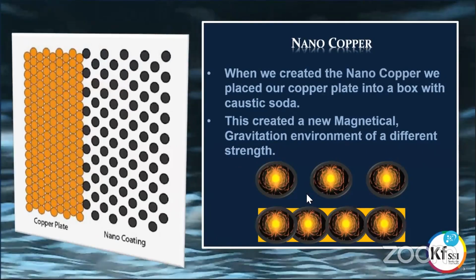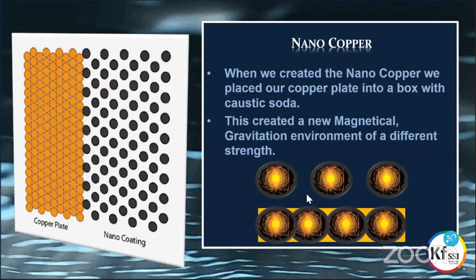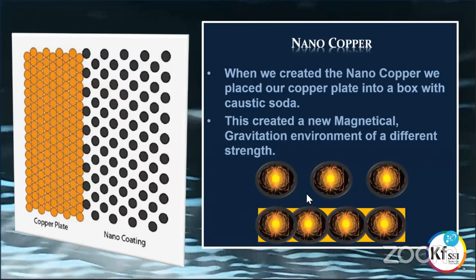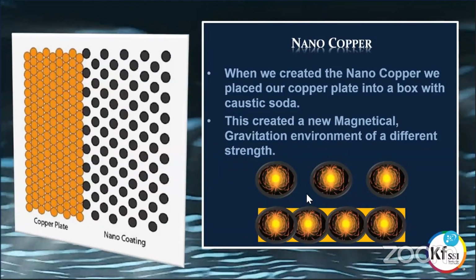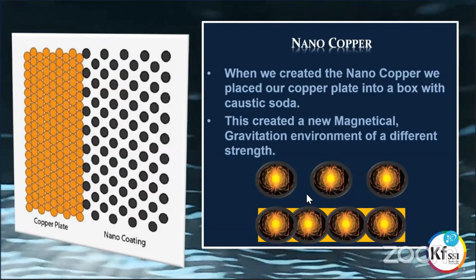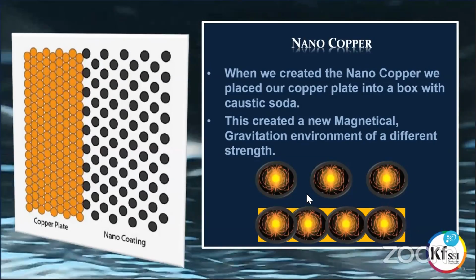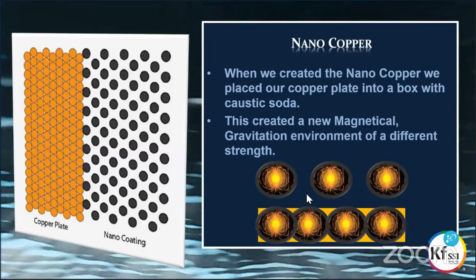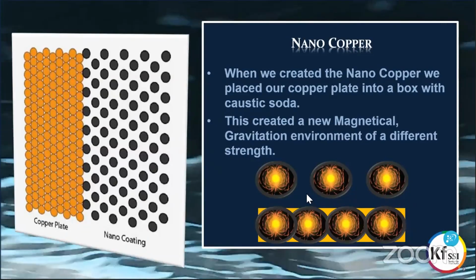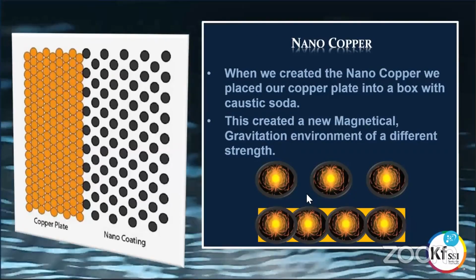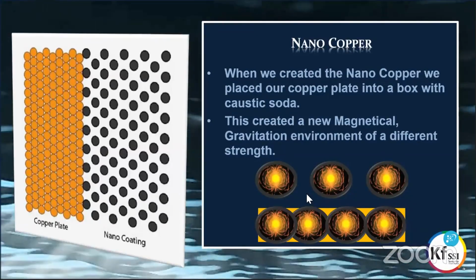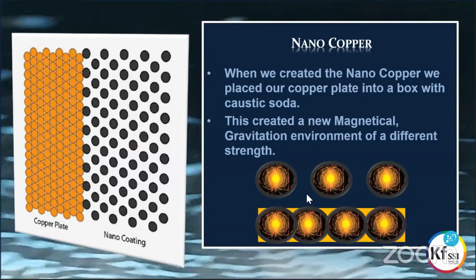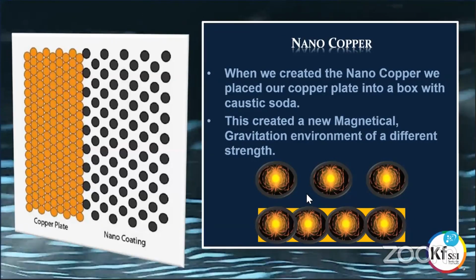So when we create the nano copper, what we've done is we've placed our copper plates into a box with caustic soda. And it's not just a case of putting it into caustic soda. That caustic soda is creating a different condition, a different environment, and it's creating a new magnetic or gravitational environment of a different strength. And within that environment, it's allowing the copper atoms to move and create our spacing on our nano layering.